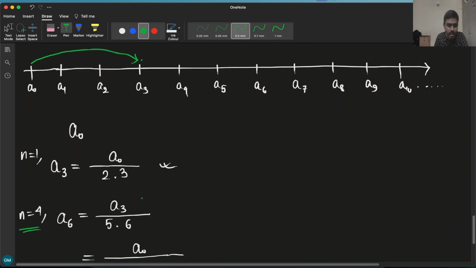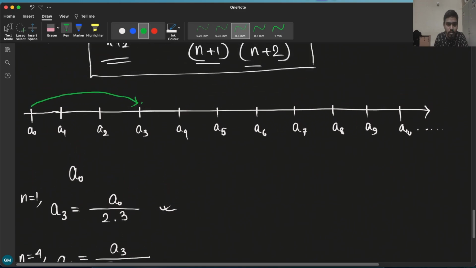Similarly, from A0 I found A3, and then from A3 I got A6.